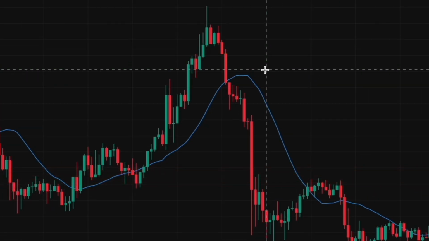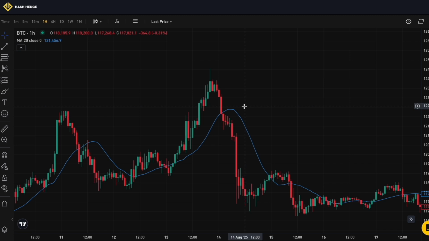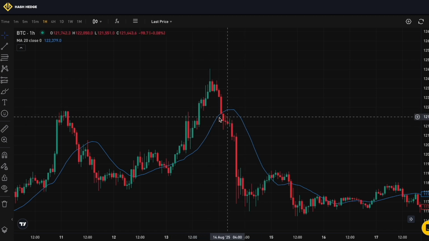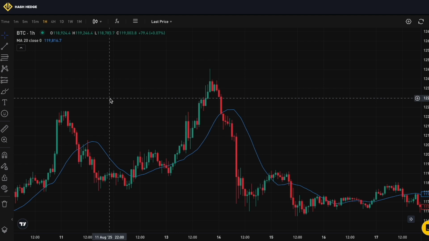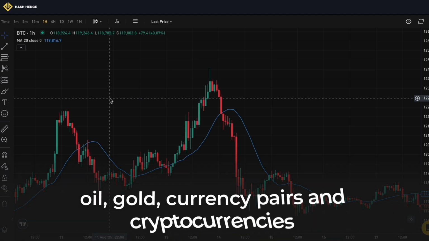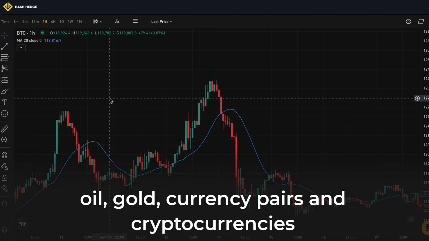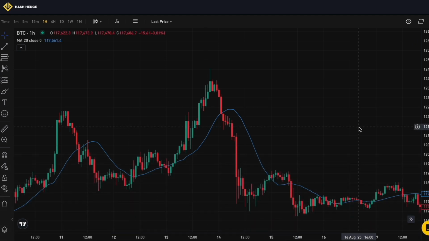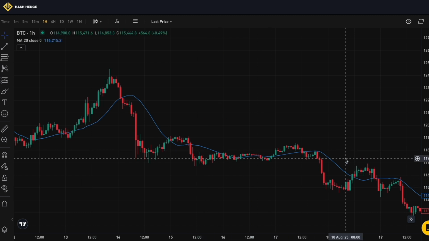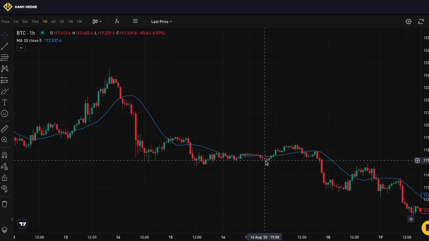and take profit here. Moving averages work well on different charts, on different time frames, because they work from candlestick volume. That is, they will work equally well for 10 minutes, 1 hour, or 1 day. And also, this strategy works well for any assets, but it is much better to choose assets that move more often in a trend, such as oil, gold, currency pairs, and including cryptocurrencies. And avoid it when the chart is flat, because like any trending strategy, it will perform poorly in flat conditions.